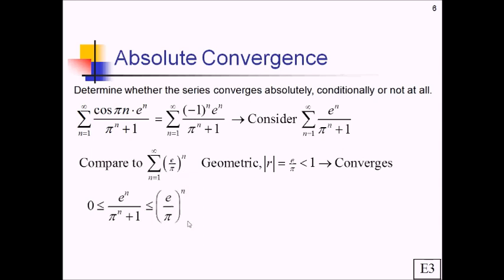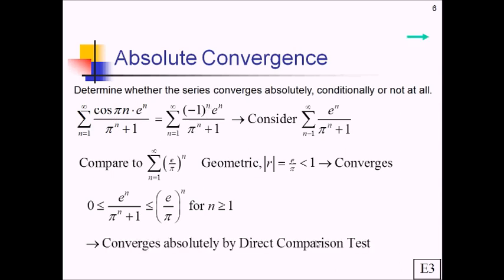And now let's make sure we pick an n value that works. Since the only difference is that I'm adding 1 in the denominator, that means that immediately this expression here is going to be smaller than this other expression. So this is going to work for n greater than or equal to 1. Since I have a series that is smaller than a converging series, that means my original series must converge. And talking about absolute convergence, since I did this without alternating, that means that this series converges absolutely by the direct comparison test. So that's it for this one.